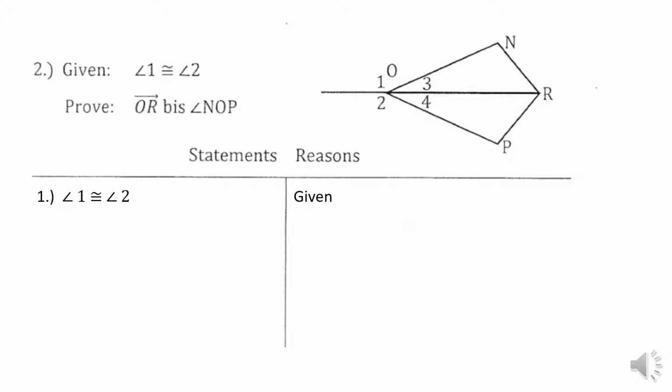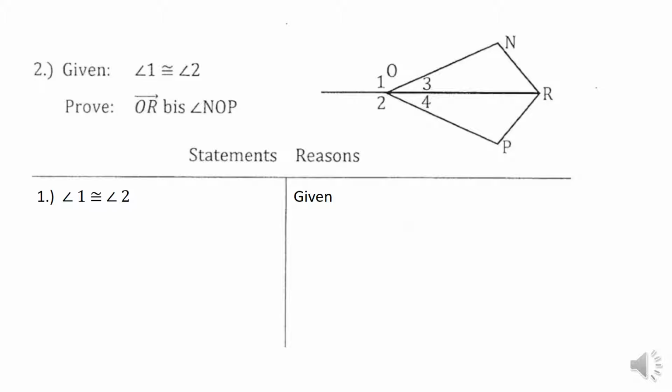So in this first problem we're given that angle 1 is congruent to angle 2, and what we're trying to prove is that ray OR bisects angle NOP. Now the first thing I want you to notice is that NOP is just the sum of angle 3 and angle 4. Those two angles make up angle NOP. Now if ray OR bisects NOP, then what we just have to show is that angle 3 is congruent to angle 4.